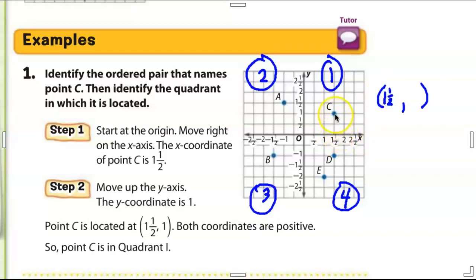And then I'm going to go up. So this is the positive part of the y number line, and so 1/2 and 1, and that's going to be positive 1. So that fits quadrant 1, positive, positive. And then we have over here, that's true. So point C is 1 and 1/2 and 1.